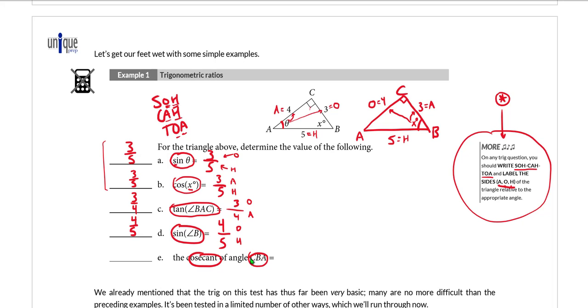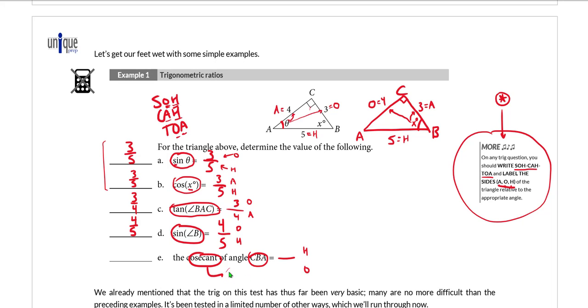Cosecant of CBA. Where's CBA? CBA, again, is this x angle. So I'm going to use this triangle where my sides are labeled according to the x angle. CBA is that x angle. So the cosecant, remember that cosecant is the reciprocal of the sine function. Sine is opposite over hypotenuse, so the reciprocal would be hypotenuse over opposite.